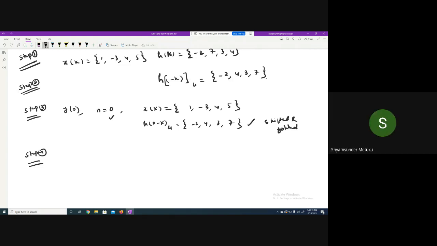Yes, sir. Is it clear? So what am I supposed to do? Multiply the shifted signal with the unshifted, unfolded signal. This is the unfolded signal, and this is my shifted and folded signal.